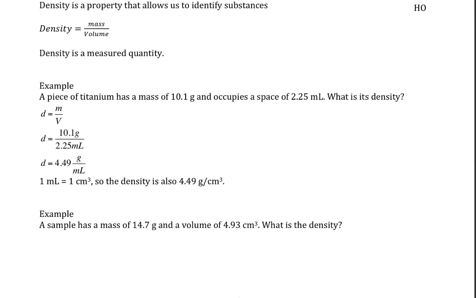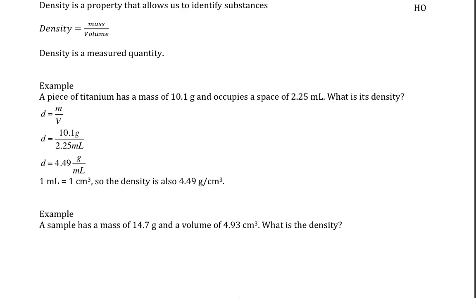Density. Density is a property that allows us to identify substances. Density is defined to be mass per volume. Something very dense has a large mass for its volume. Something with a very low density has a very light mass for its volume. The more dense something is, the more it settles to the bottom. Density is a measured quantity, so we definitely have to think about sig figs with it.